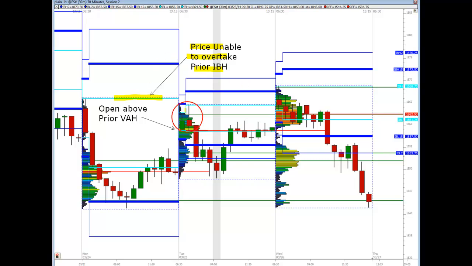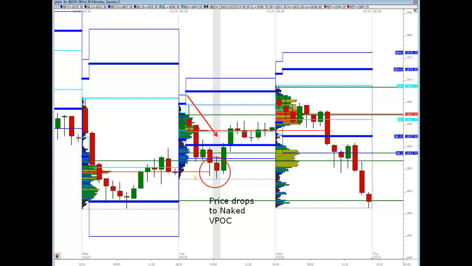When you see that we haven't even cleared the prior initial balance high, for us to continue moving higher, we need to at least be able to close above the initial balance high of the prior day, and then we can comfortably continue to move onwards and upwards.